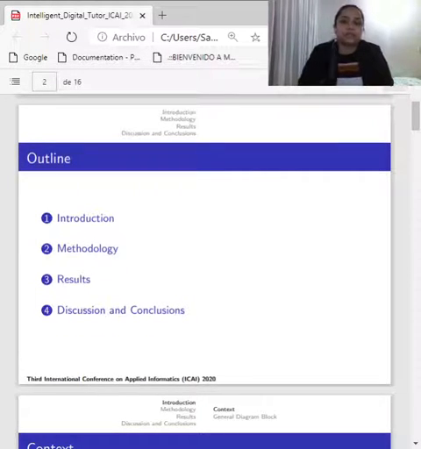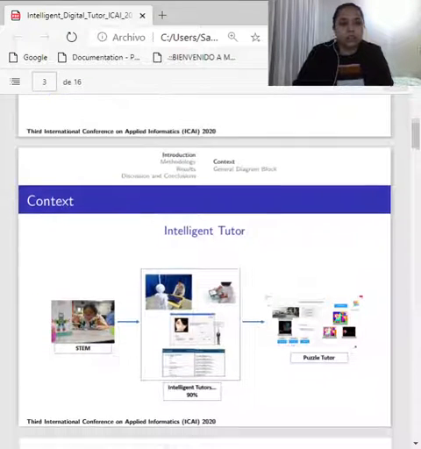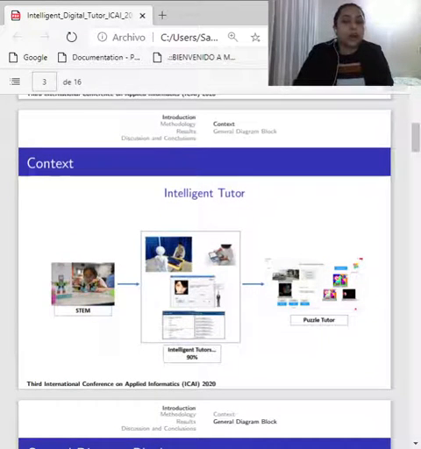My presentation is divided into four parts. First, I will introduce you to the topic. Then we will look at the methodology, which are the phases of this work. After that, the results, and finally, discussion and conclusions. So let's start with the context.